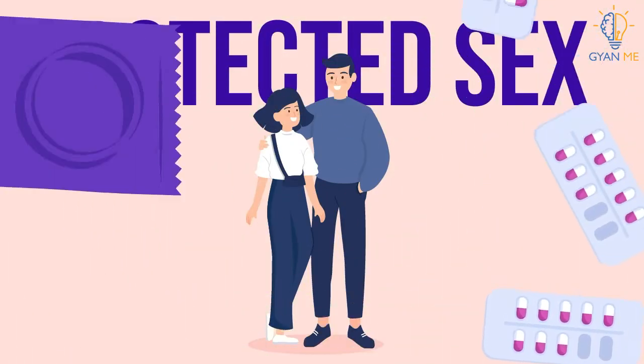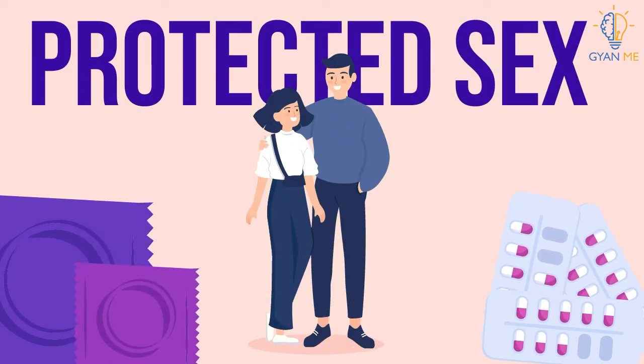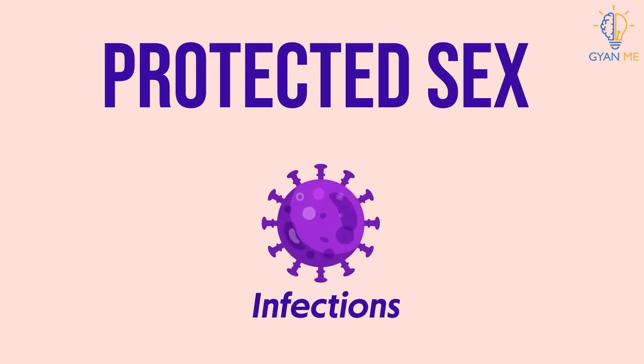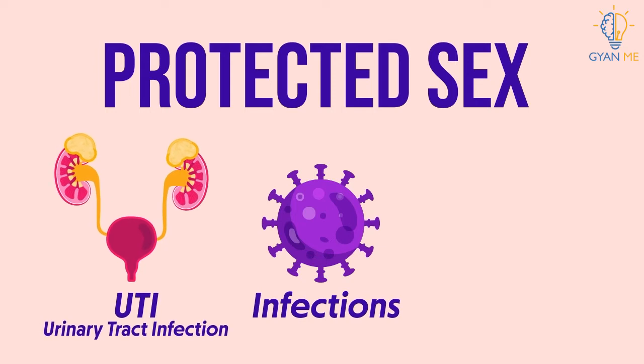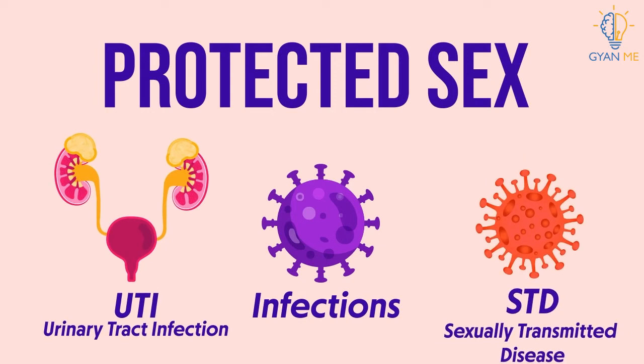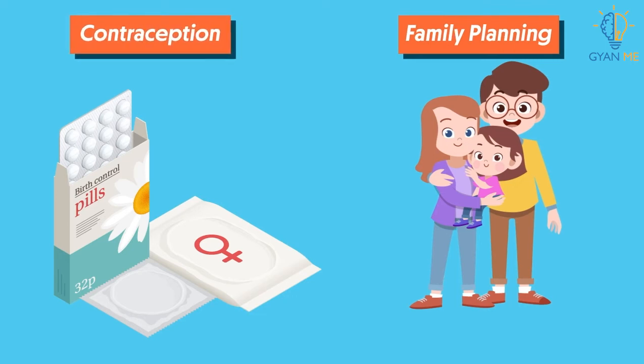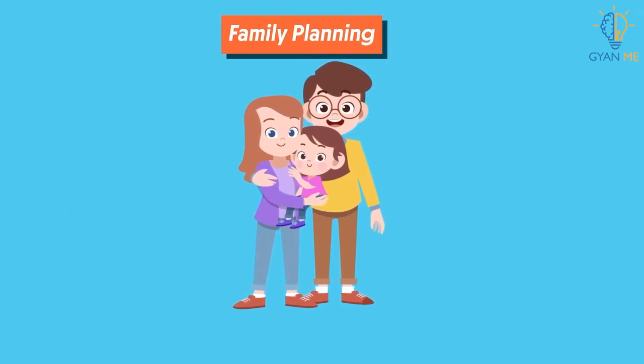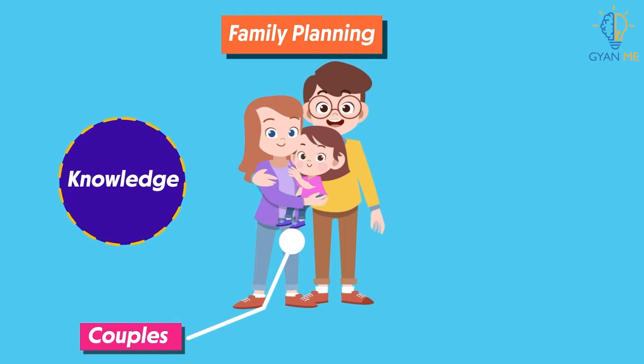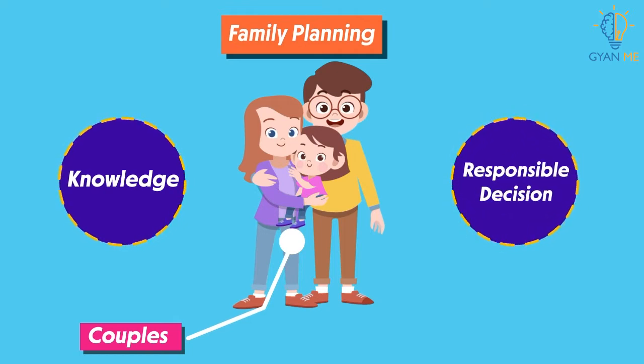Yes, there are. Having safe and protected sex is the most righteous way of not only controlling population growth, but also saving ourselves from various infections, UTIs, and sexually transmitted diseases. The other simple way to control increasing population is family planning or contraception methods. Family planning is a way of living that is adopted voluntarily by couples on the basis of knowledge and responsible decisions to promote the health and welfare of family, in fact, society as well.